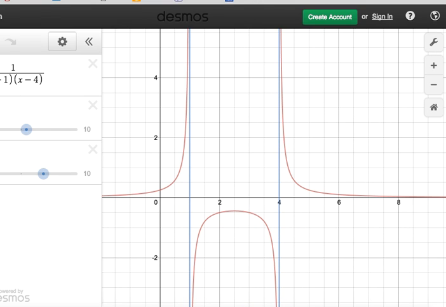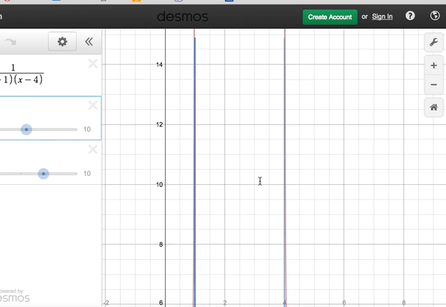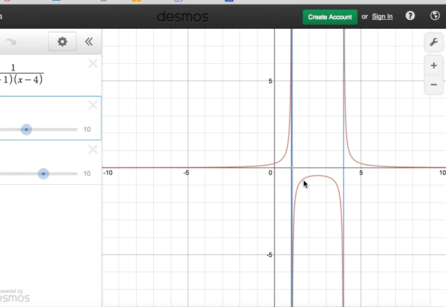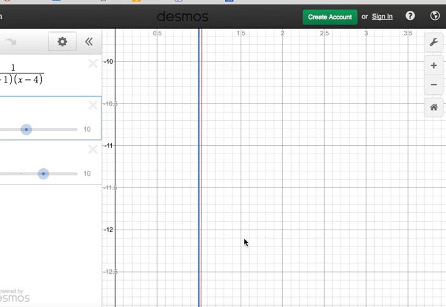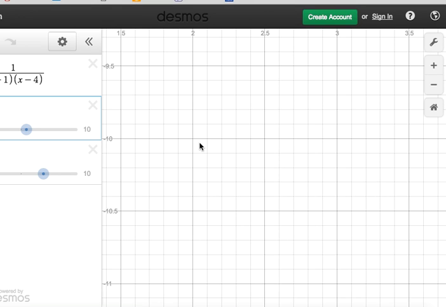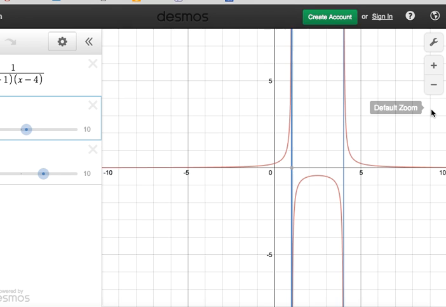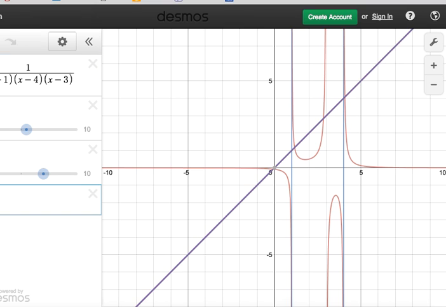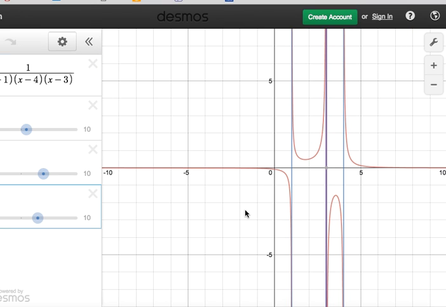When you get to x equals 1, the graph goes up forever, but it never reaches that blue line, and then it reappears back down here on the other side of the blue line, still never touching it. So this is one graph that has 2 vertical asymptotes. And you can go crazy here and add as many asymptotes as you want. Now I put one at x equals 3, so we have another asymptote at x equals 3.